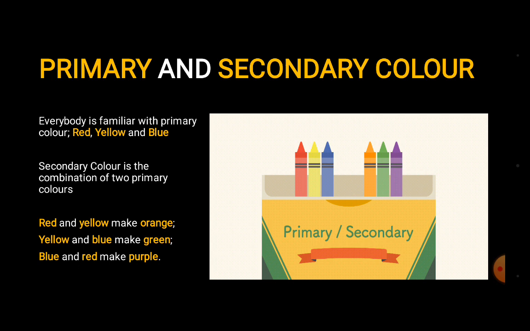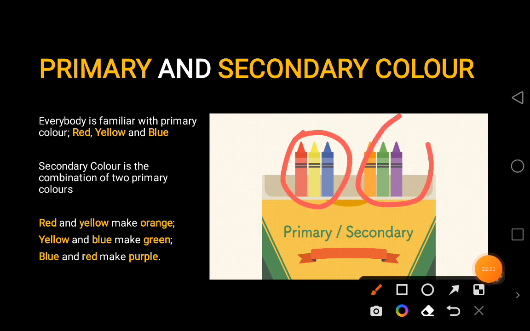So, primary and secondary colors. Everybody is already familiar with the primary colors, which are red, yellow, and blue. Secondary colors are a combination of two primary colors. If you combine red and yellow, it will give you orange. If you combine yellow and blue, it will give you green. And if you combine blue and red, it will give you purple. So that's primary and secondary.